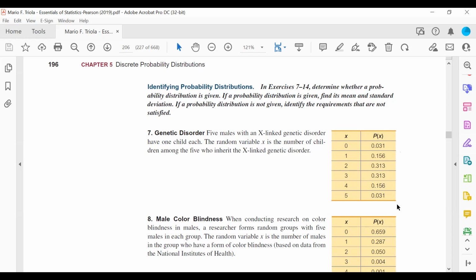I added them up. I got 1. So it passed rule number 1. Now I got to see if rule number 2 passes. So I'm looking at all of my P of X numbers. Are any of them above 1? No. Do any of them have negatives? No. So it passes rule 2. So that means 7 is a true probability distribution table. So this one's good. So we're going to label 7 as good.